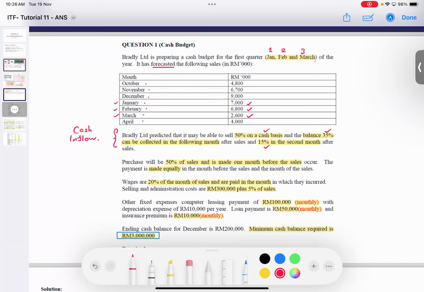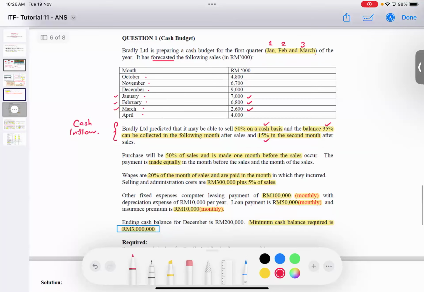Okay, now second, purchase will be 50% of the sales and is made 1 month before the sales and is made equally in the month before and the month itself. So purchase is your cost. So this is your cash outflow and you make 50% in 1 month before and 50% in the month itself. Okay, you need to calculate later on.